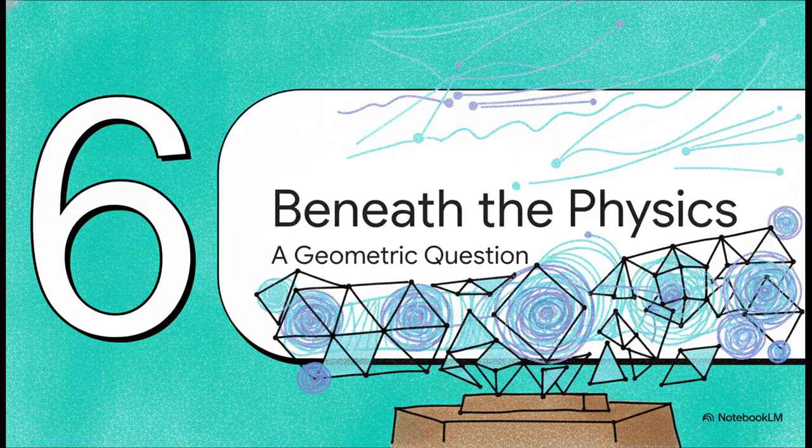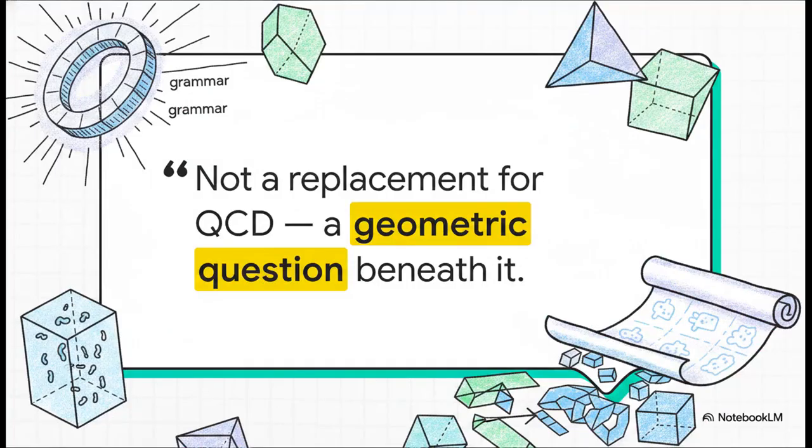Section 6. Beneath the physics. A deeper geometric question. Now, we need to be incredibly clear here to maintain scientific rigor. This speculative framework is not a replacement for QCD, but a geometric question beneath it. Quantum chromodynamics remains the undisputed, highly successful working theory of the strong interaction. It gives us the precise grammar of particles. GEM doesn't dispute that grammar at all. It just asks what the underlying paper is made of.